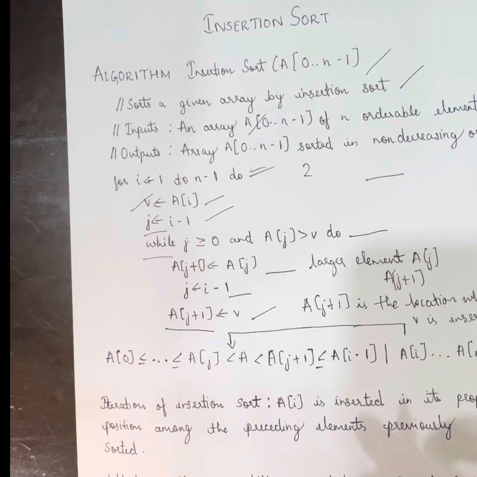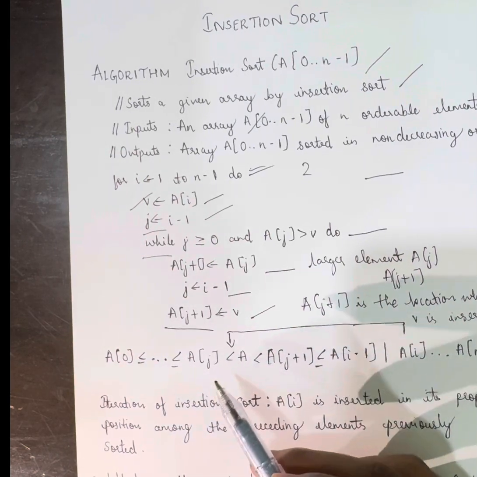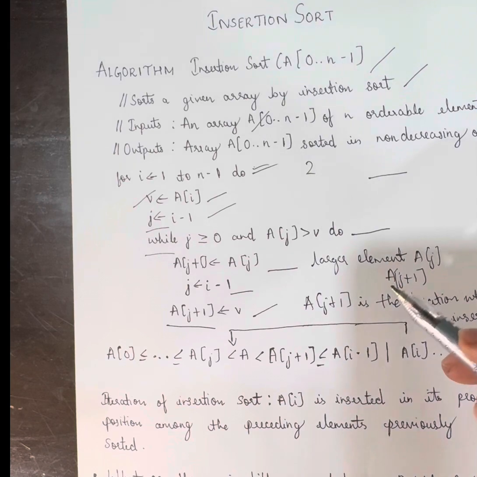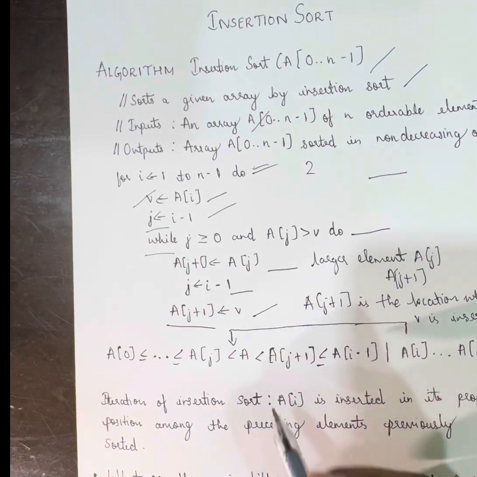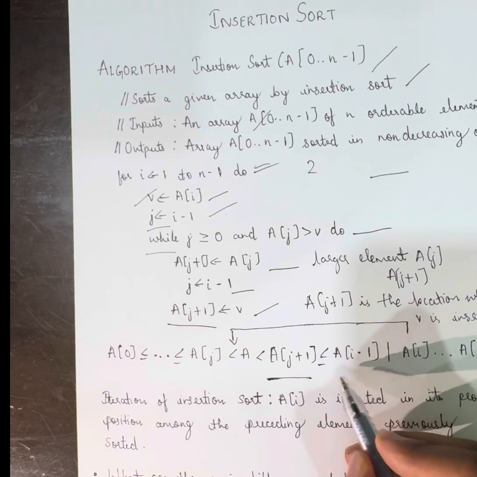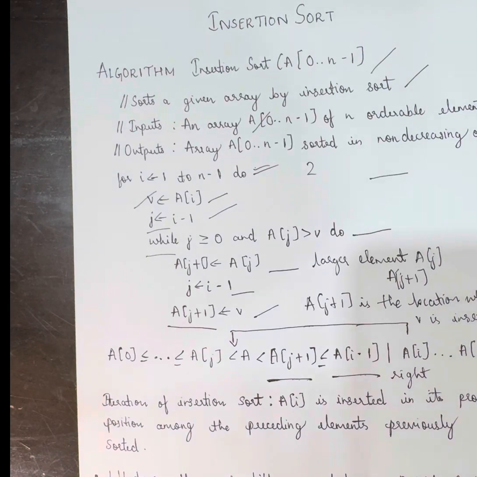Now, an iteration of insertion sort. Before insertion, A[0] to A[j] is sorted. v is the current element to be inserted. Elements from A[j+1] to A[i-1] have been shifted to the right. Then A[i] to A[n-1] is the part of the array yet to be sorted.